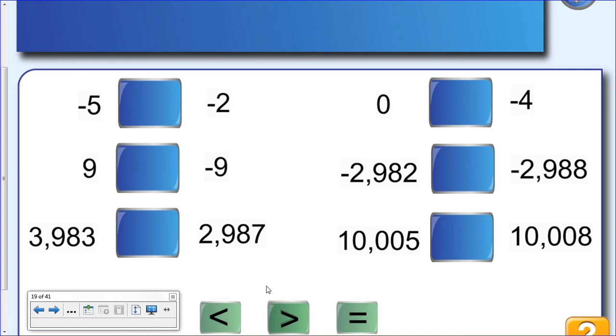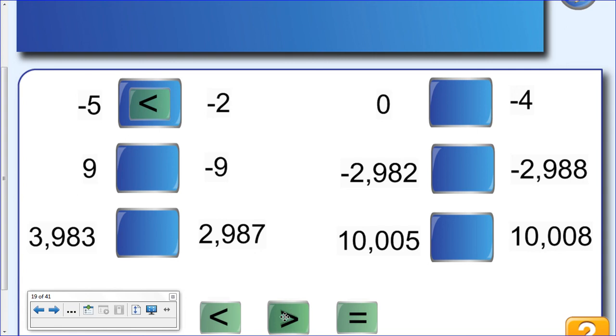All right, welcome back. I hope that you went ahead and paused the video. So let's take a look at the first one. Which is bigger, -5 or -2? Well, -2 is closer to 0, so -2 is bigger. So remember the inequality symbol, if it's a crocodile, it eats the bigger number.